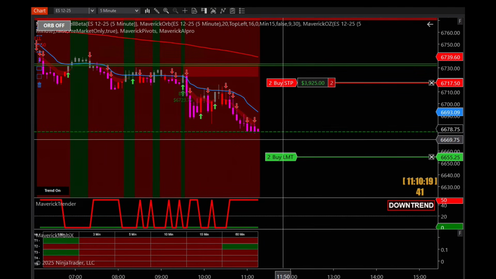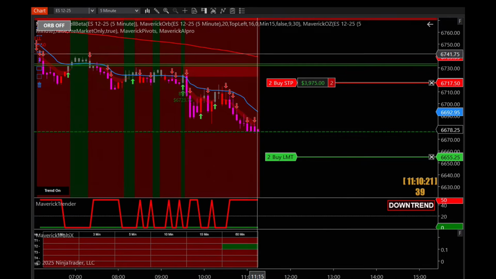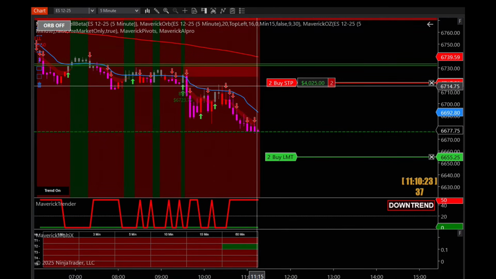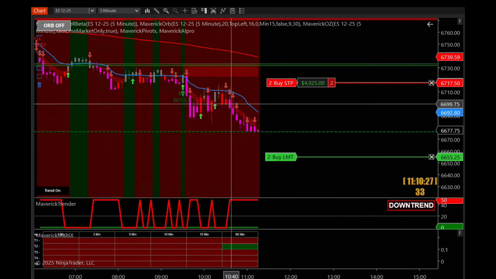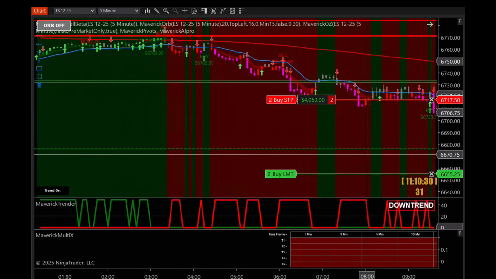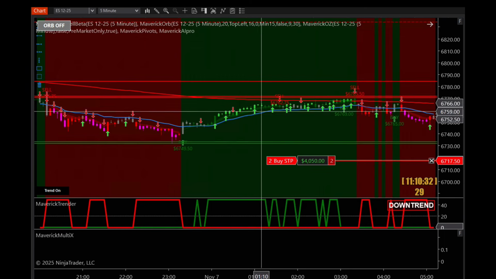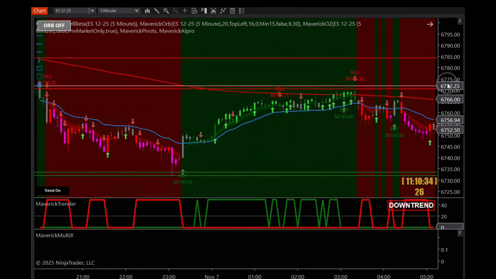Okay, so let's do a quick review of why we're in this trade. First off, red background. Second, we're below the Maverick guide. When you're below the Maverick guide, you go short. Okay, when you're above the Maverick guide, you go long.